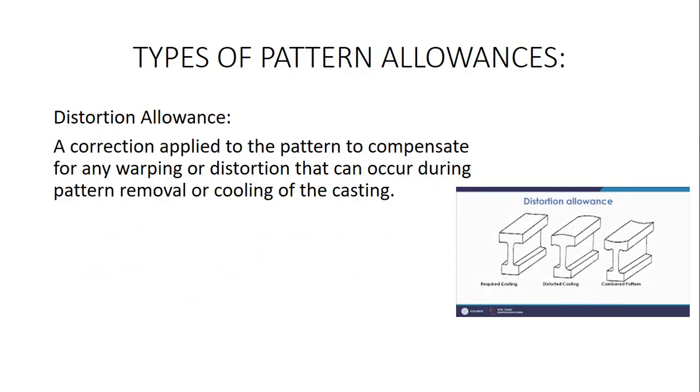Next type is distortion allowance. A slight correction is applied to the pattern design in order to compensate for the distortion or warping that may occur during the pattern removal after the cooling of the casting.